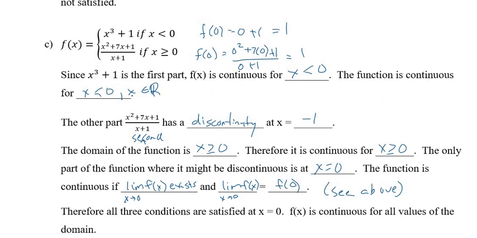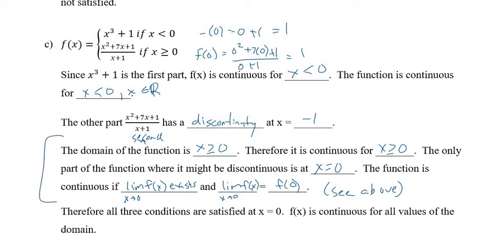The function is continuous if the limit as x approaches 0 of f of x exists, and the limit as x approaches 0 of f of x is equal to f of 0, which we've shown in this section right above. Therefore, all three conditions are satisfied at x equals 0. f of x is continuous for all values of the domain. So for this section here, I'll go back and clarify a little bit.